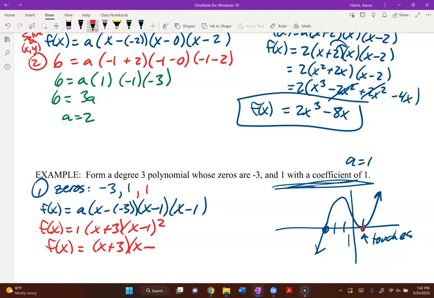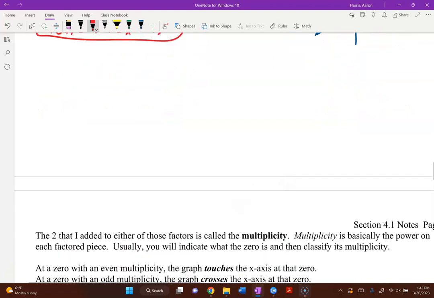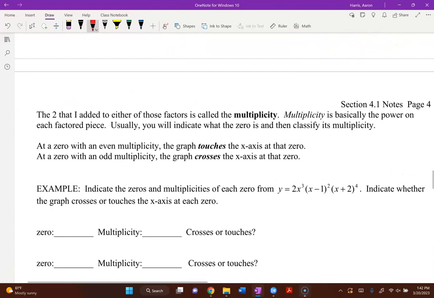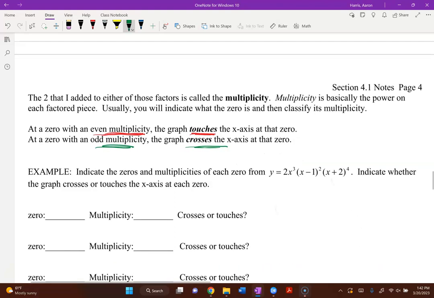We have our third degree polynomial that goes through those zeros, and it touches right there at 1. Right? So if you have even multiplicity, it's repeated an even amount, what's it going to do? Touch. If you have an odd amount, like one of them, or 3 of them, or 5 of them, then it's going to cross through at that 0. Okay? So even amount of zeros of the same 0, right? Touches.